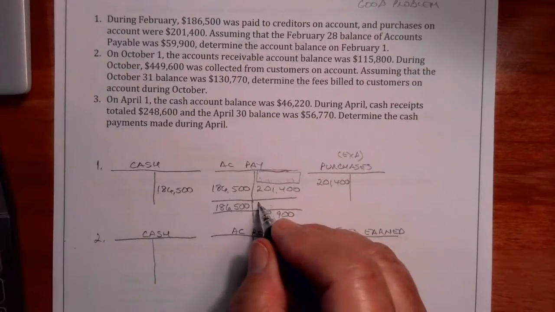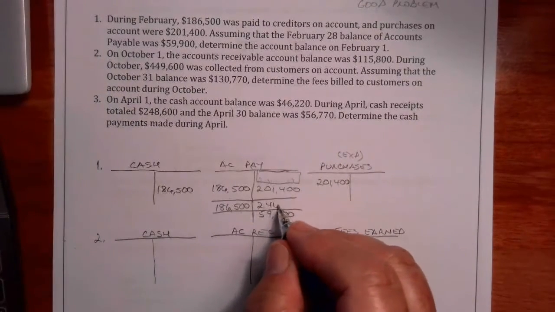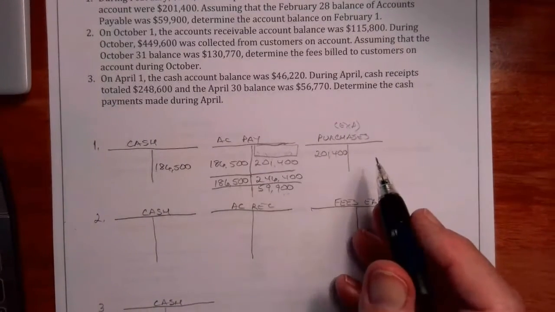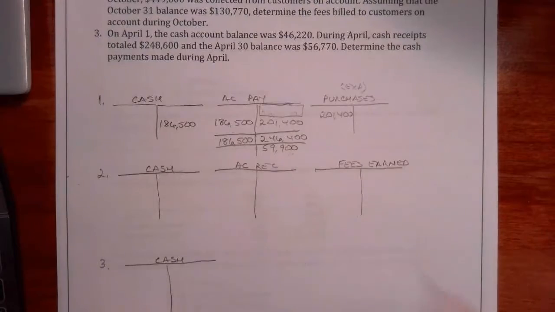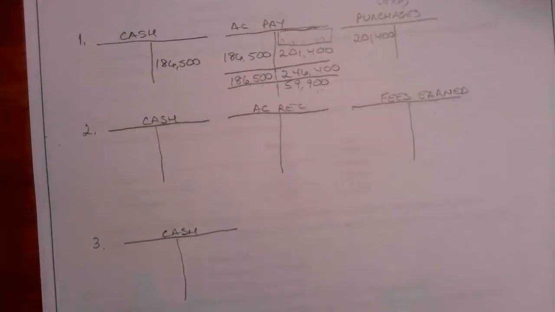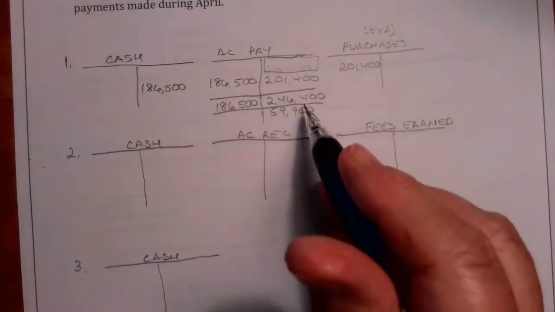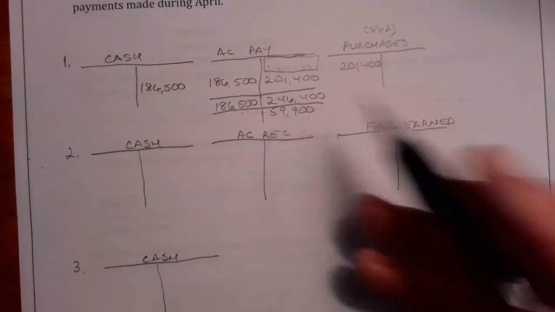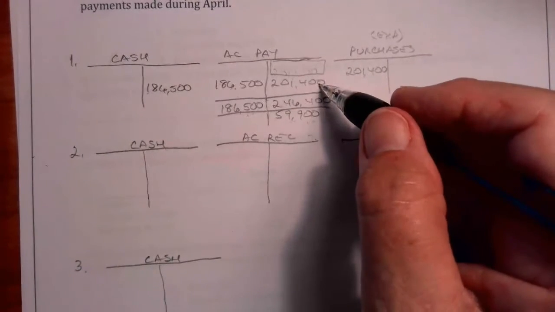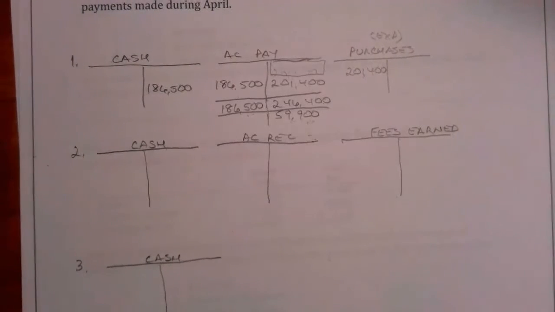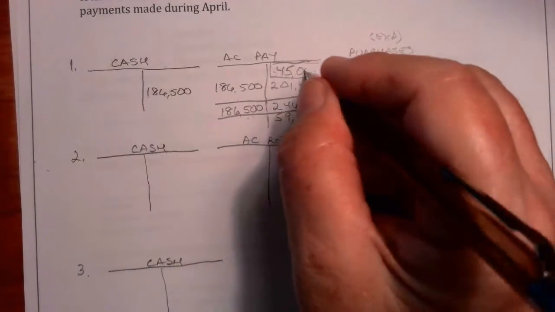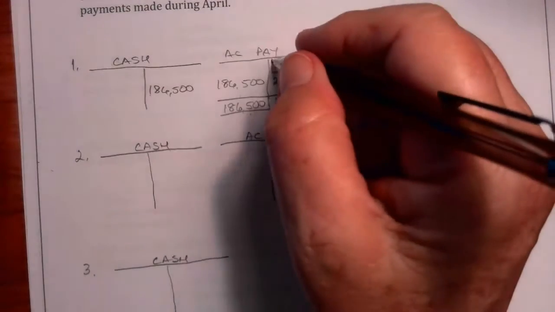So this total would have been 246.4. After you write it in, ask yourself to make sure the math is logical: 246.4 minus 186.5 is 59.9. That makes sense. So if this has to total 246.4, and I've got 201.4 in there, then my beginning balance was 45,000. And that's your answer.